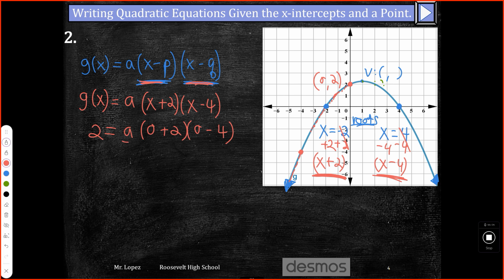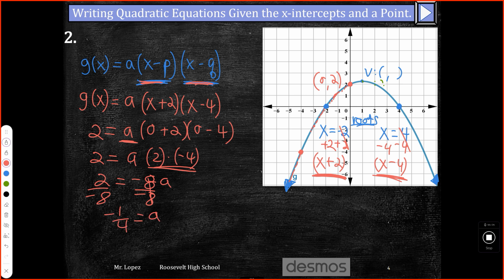And we're just going to solve for a. So 2 is equal to a times 2 times negative 4. 2 is equal to negative 8a, divided by negative 8. And we're going to get negative 1/4 is our a value.